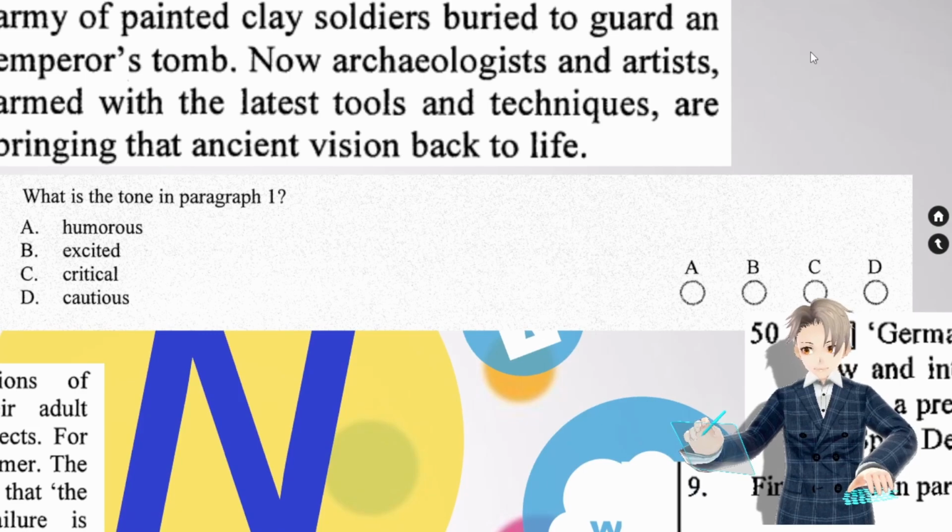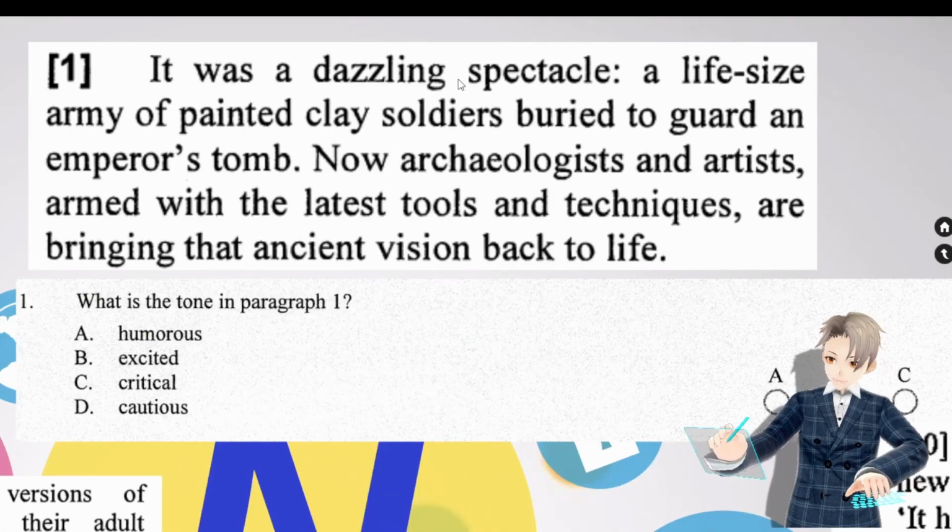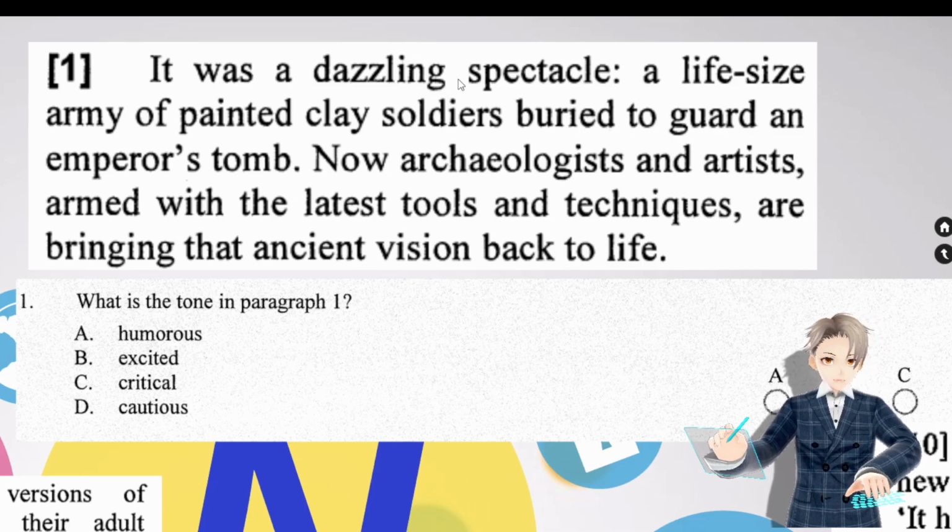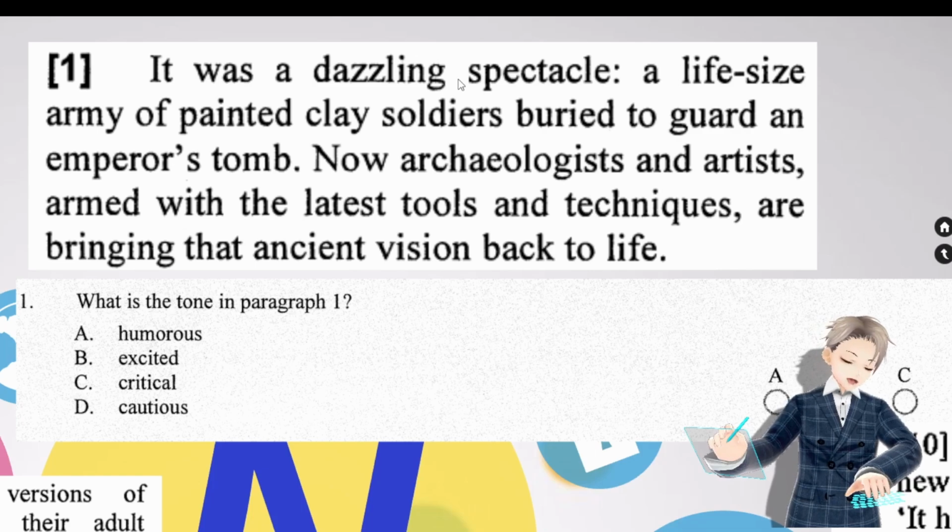Alright, so basically there are roughly 4 types of questions that are very common in the Paper 1 DSE exam. The first type of question is, what is the tone or attitude of the writer in the quote? So in this example, the quote is, "It was a dazzling spectacle, a life-size army of painted clay soldiers buried to guard an emperor's tomb. Now, archaeologists and artists, armed with the latest tools and techniques, are bringing that ancient vision back to life." What is the tone in paragraph 1? So we have A, B, C, D, humorous, excited, critical, and cautious.